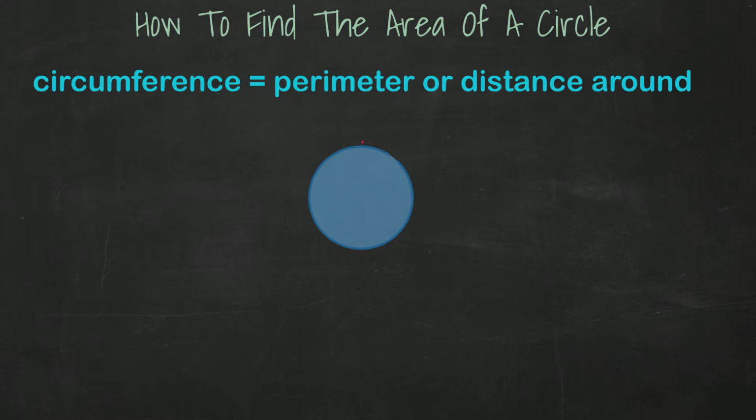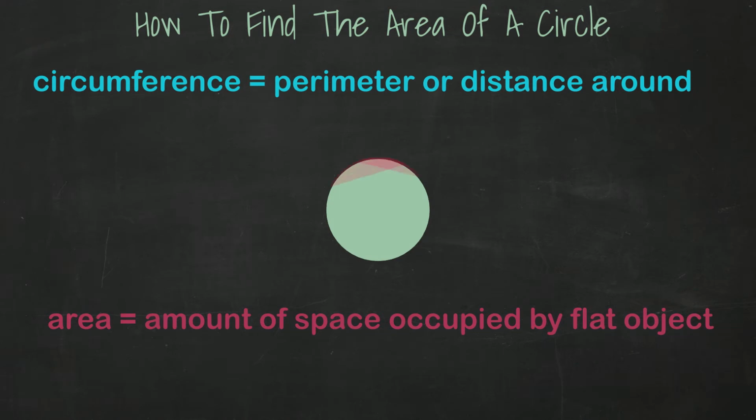So if you were to find a large circle outside and you walked around that circle, the circumference would be the distance that you walked. The area of a circle would be represented by the shaded area within the circle. Area is the amount of space occupied by a flat shape or surface of an object. Area is the space inside a two-dimensional shape.